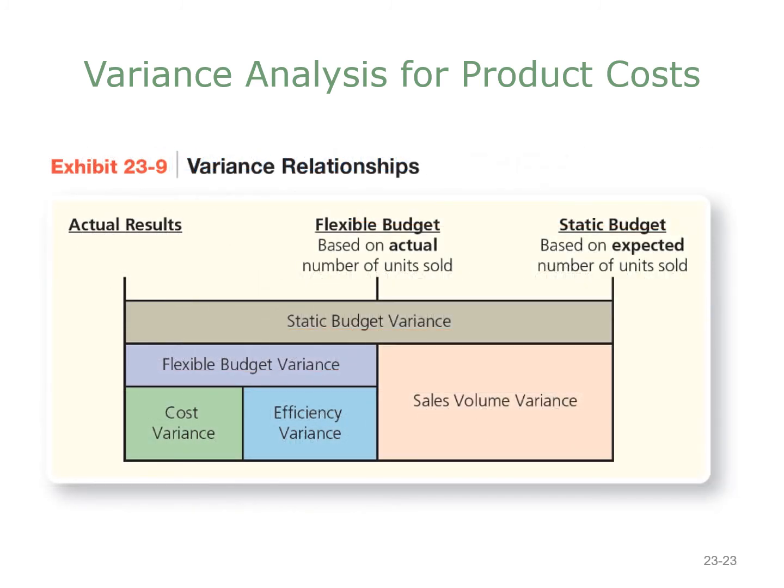Right, so the variance relations again. The actual cost, the difference are static. This part is flexible. The flexible is divided into cost variance and efficiency variance. And this is the sales volume variance. Again, the flexible budget we divide into cost variance and efficiency variance. The cost variance is related to the cost of the inputs, and the efficiency variance is related to the efficiency in using the input of the production.